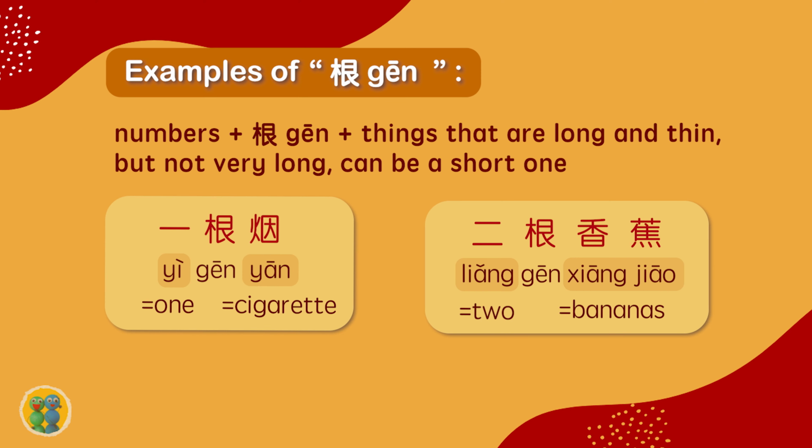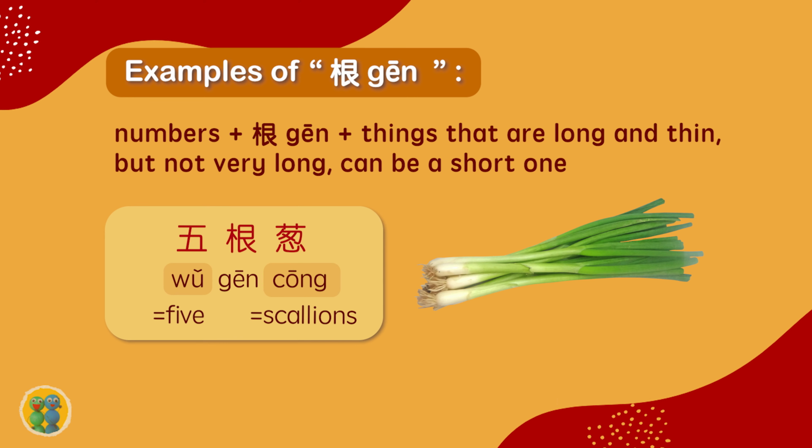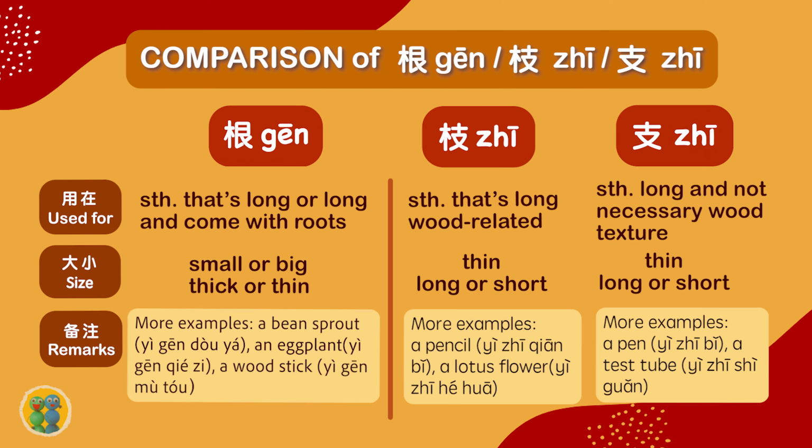Examples of 根: 一根烟, 一 means one, 烟 means cigarettes. 两根香蕉, 两 means two, 香蕉 means bananas. 五根葱, 五 means five, 葱 means scallions. And last, we are gonna compare 根, 枝 and 枝 without the wood radical.